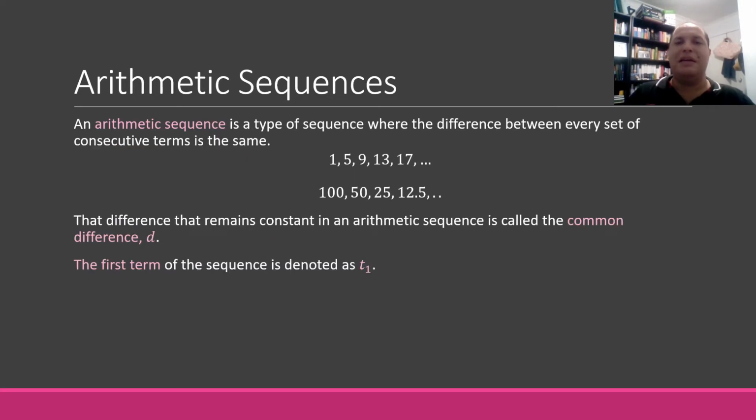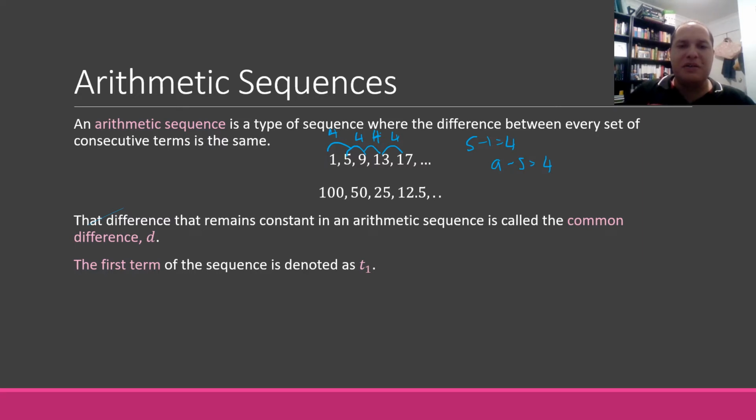Now an arithmetic sequence is any type of sequence where the difference, so think subtraction, the difference between every set of consecutive terms is the same. So looking at this first one, the difference between 5 and 1, 5 take 1 is just 4. The difference between the next two terms, 9 minus 5, is also 4. And if you keep going, there's a common difference of 4 between each term. Basically, with our arithmetic sequence, we keep going up by the same number each time, or we keep going down by the same number each time. And that's our idea behind an arithmetic sequence.